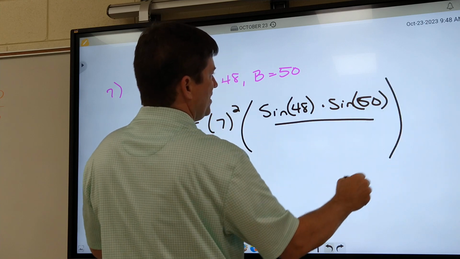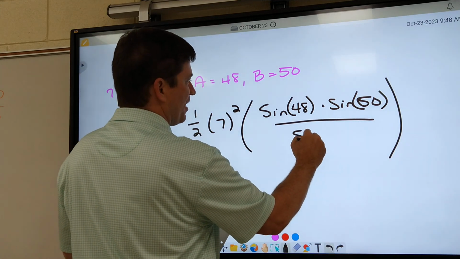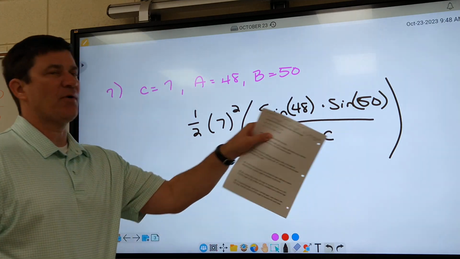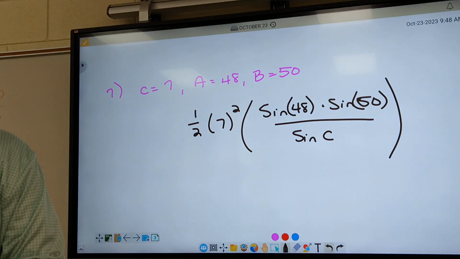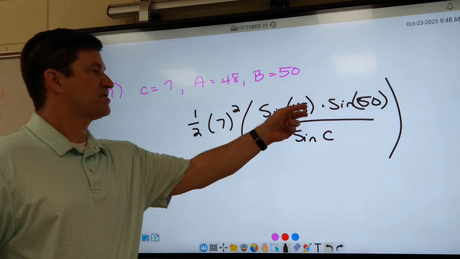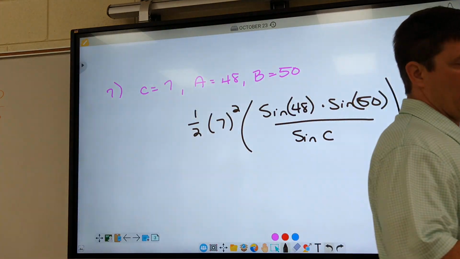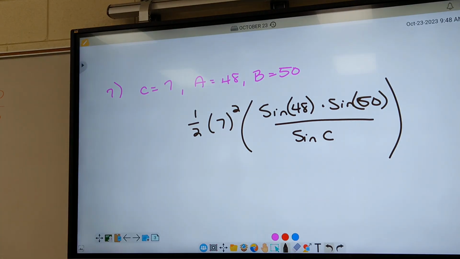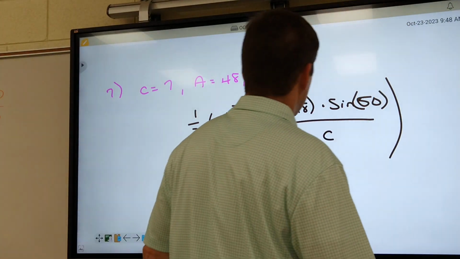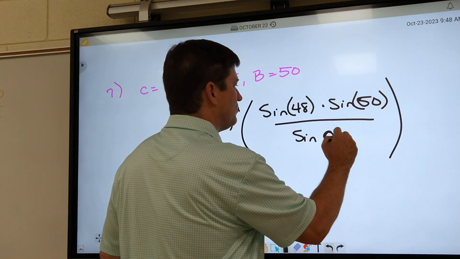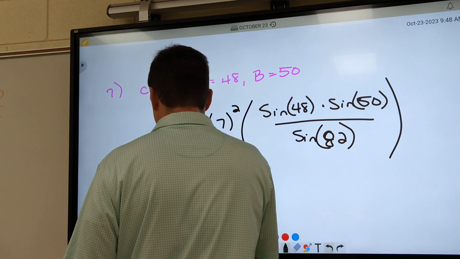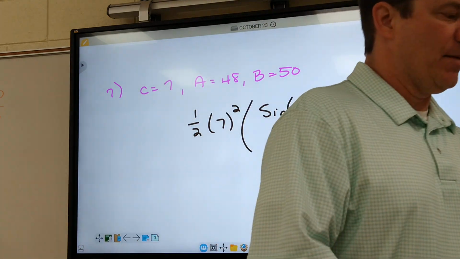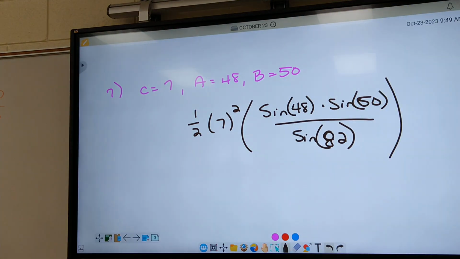All right, look at the bottom. I need some help. The bottom's got sine of capital C. How do I know what I can put in there? I subtract these two from 180 because we always know that triangles have 180 degrees in them. So 180 minus 48 minus 50 is, I got 82. So that'd be sine of 82. Now that's what I type in. All right, y'all type that in now, see if you got it.